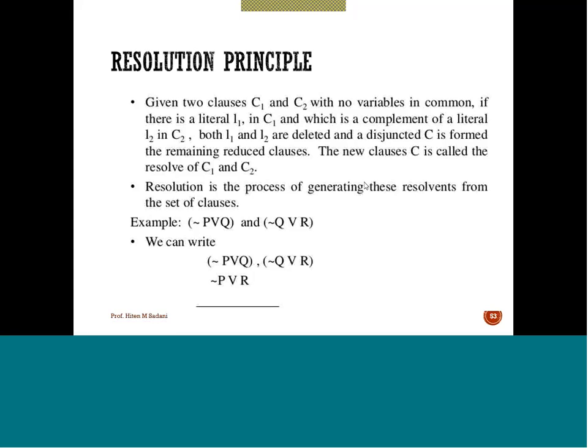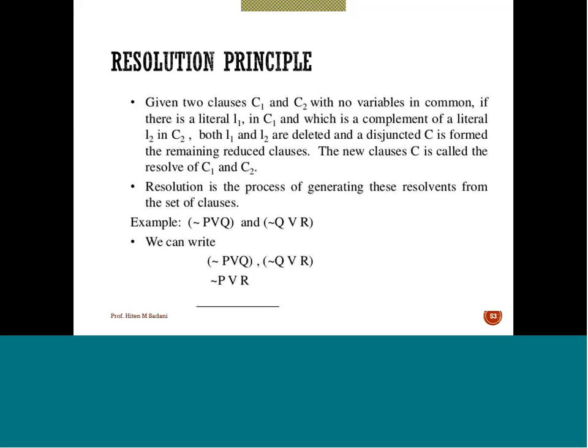You can see here, assume there are two clauses C1 and C2, like we already have clauses 1 to 7. Likewise we assume C1 and C2 have no common variable. You already know about variables, so I'm not discussing that. If there is a literal L1 in C1 which is the complement of literal L2 in C2, so it is available in C1 and its negative is available in C2, then both L1 and L2 will be deleted, and the disjunction C is formed from the remaining reduced clauses.